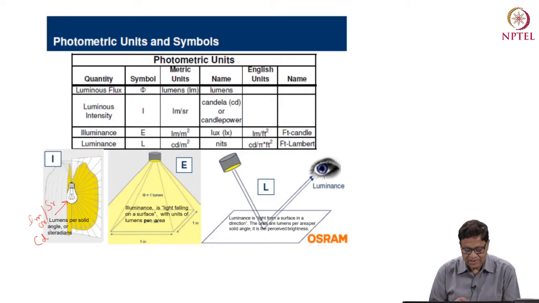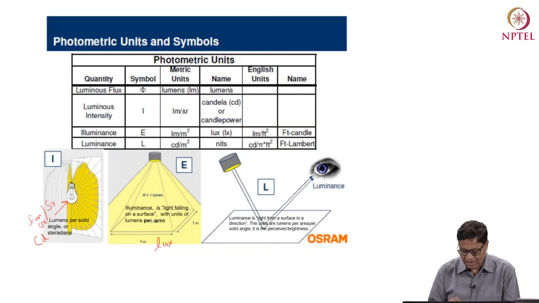The third quantity is illuminance, which is represented by E. This is the light falling onto a surface, and the units are lumens per meter square, which is also called lux. The fourth quantity is luminance, which is represented as L.